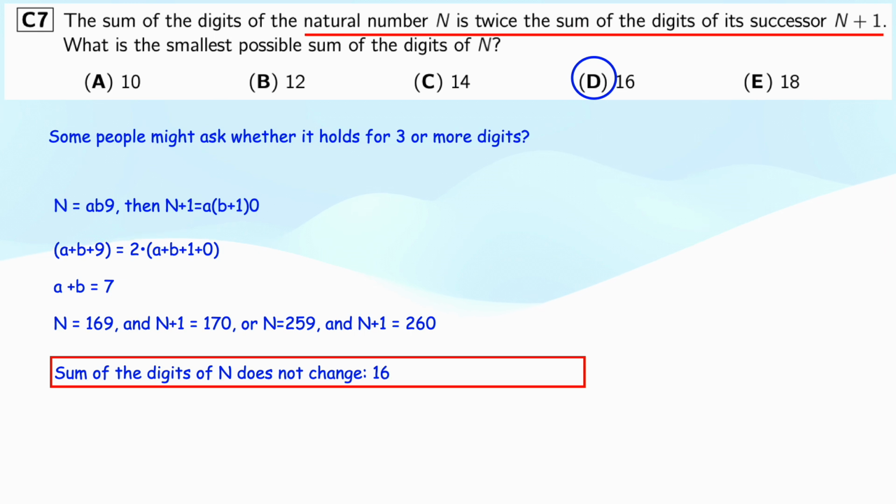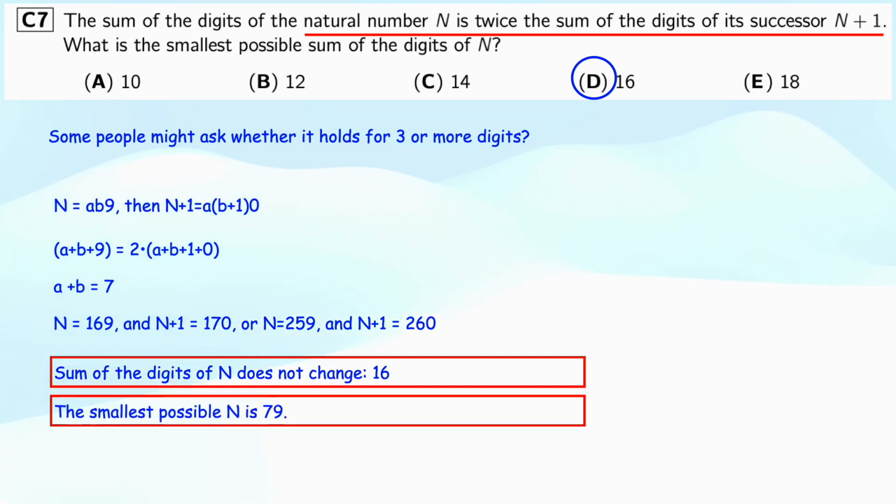So what does it mean? Does it mean that to meet this condition, the sum of the digits of n does not change? It will always be 16. And 79 is the smallest possible n, because the other numbers are just bigger.